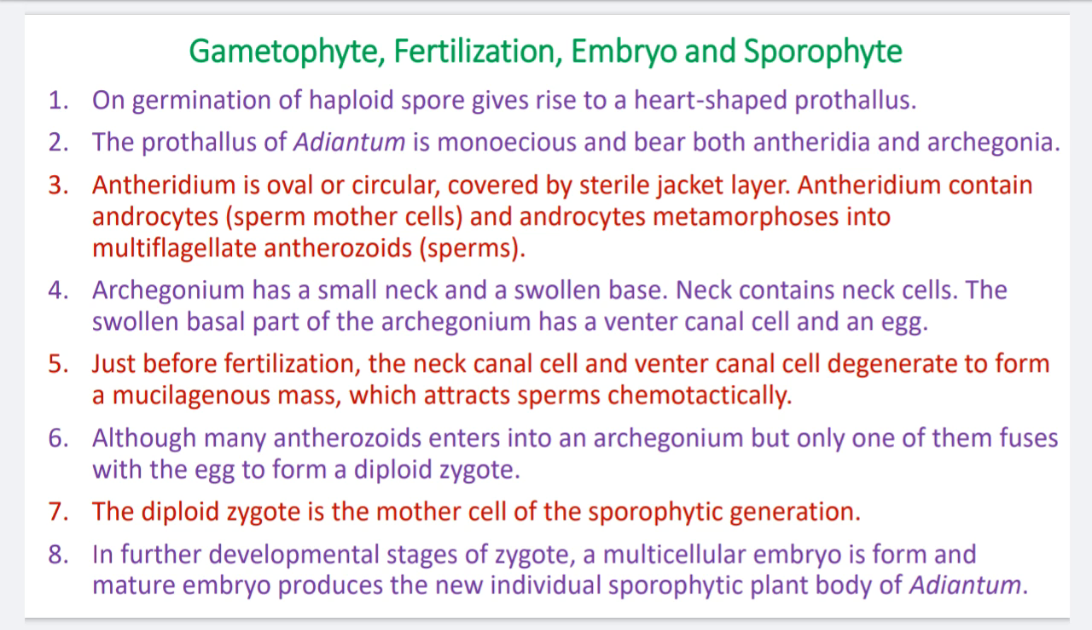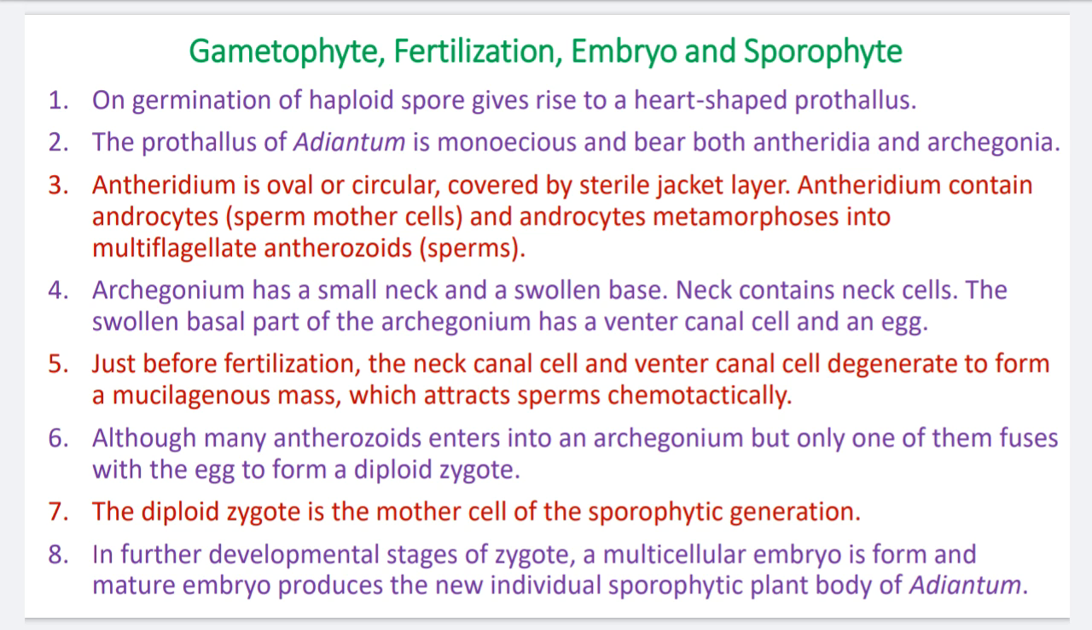Then point number 6, although many antherozoids enter into the archegonium, only one of them fuses with the egg to form a diploid zygote. Many sperms are attracted toward the archegonium. They enter the archegonium, but only one sperm fuses with the egg and forms the diploid zygote. Number 7, the diploid zygote is the mother cell of the sporophytic generation.